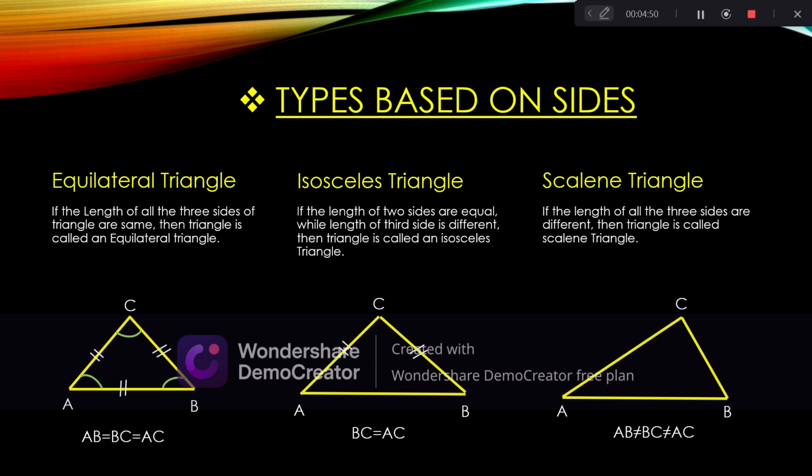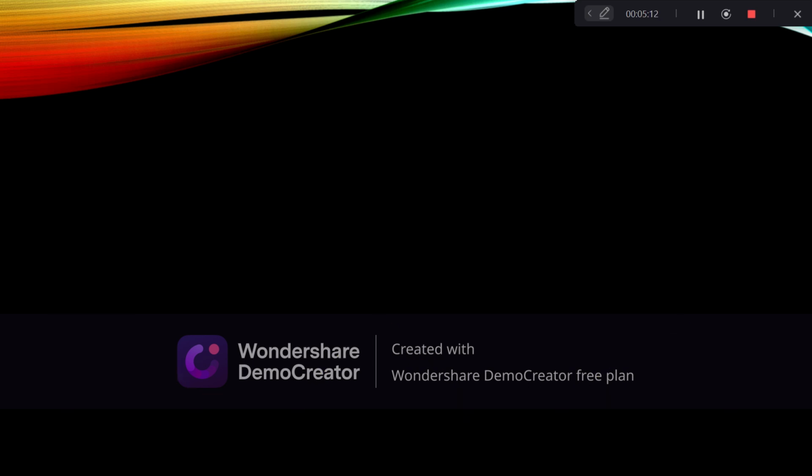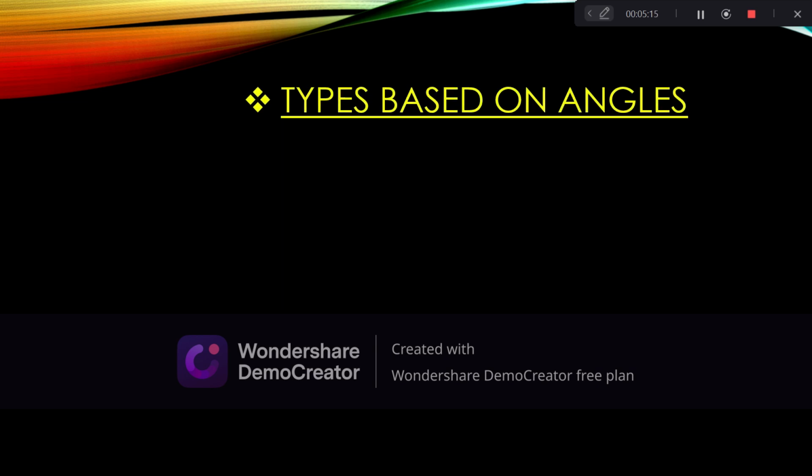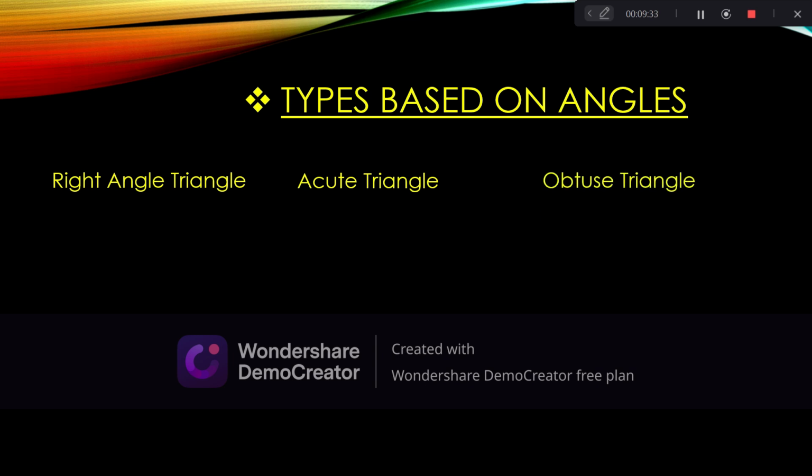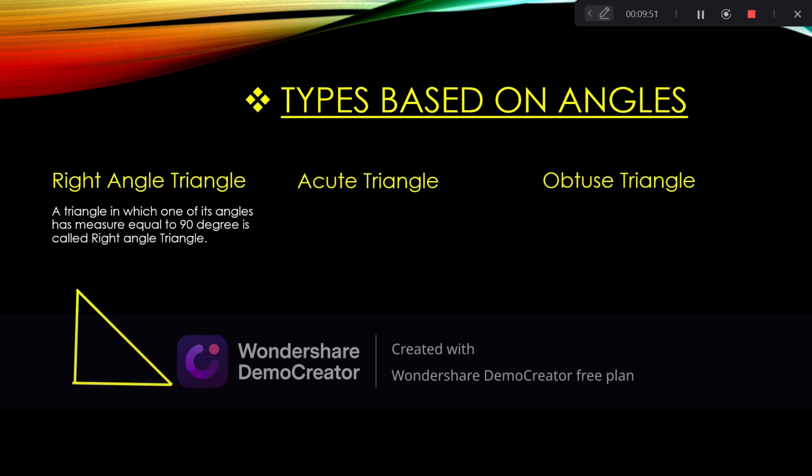So now moving to the types of triangles which are based on angles. There are also three types of triangles: right angle triangle, acute triangle, obtuse triangle. In a right angle triangle, a triangle in which one of its angles has a measure equal to 90 degrees is called a right angle triangle. As usual, the triangle is made from three non-collinear points, which are point A, point B and point C. According to the definition, one angle has a measure equal to 90 degrees.